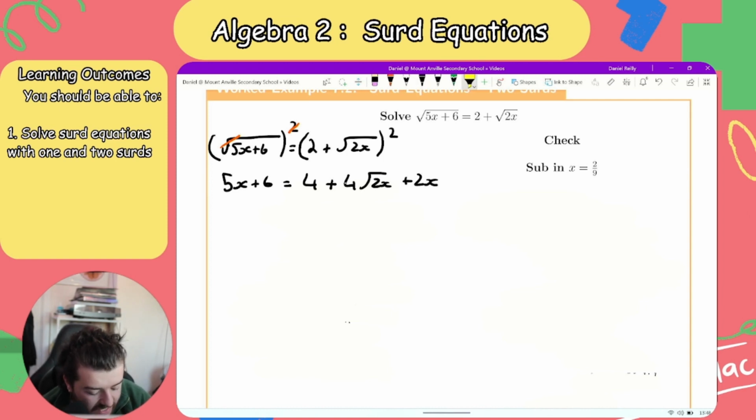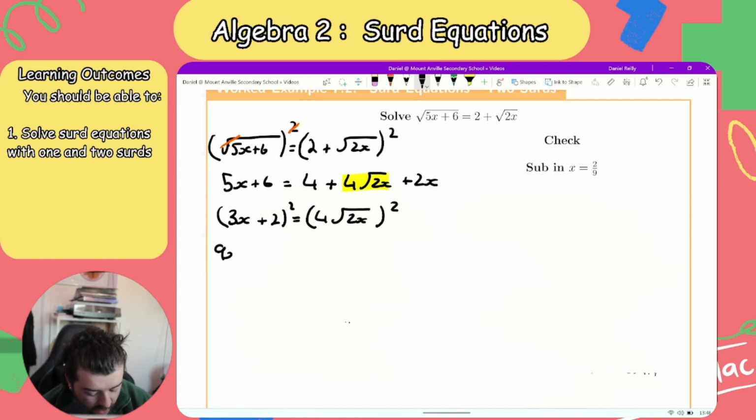Now I need to isolate this surd, right? So I need to get everything else over to the left-hand side. So if I bring everything else over to the left-hand side, I'm going to get 3x plus 2 equals 4 root 2x. Now I'm going to square both sides.